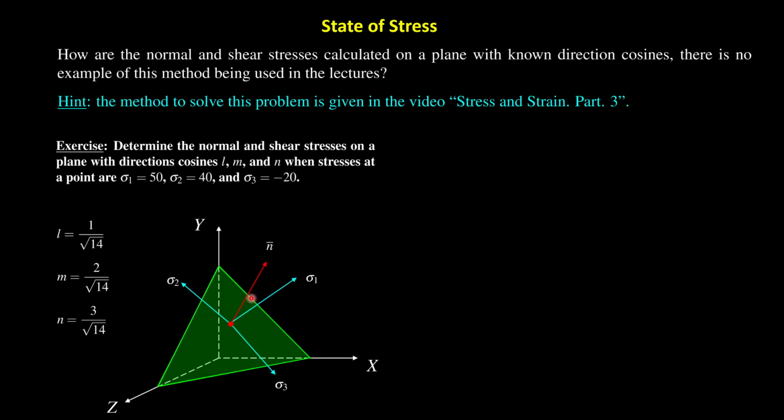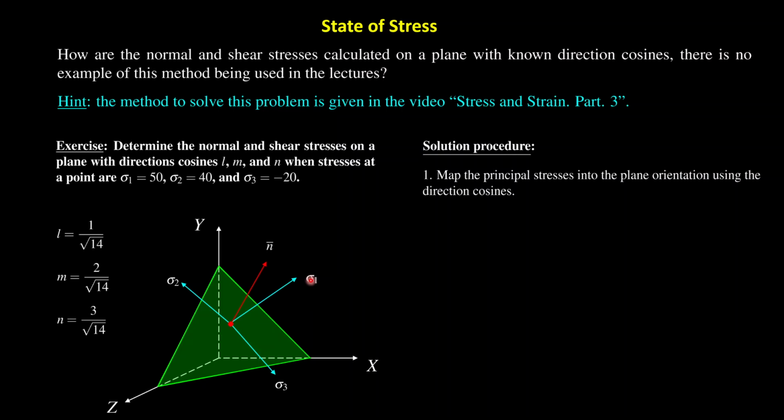But to give you some hints here, the original exercise says that we have to determine these normal and shear stresses on a plane with these direction cosines and with these principal stresses sigma 1, sigma 2, and sigma 3. And the solution procedure, when you have this graph here with the plane and the normal to the plane, which is oriented according to these direction cosines, is as follows.